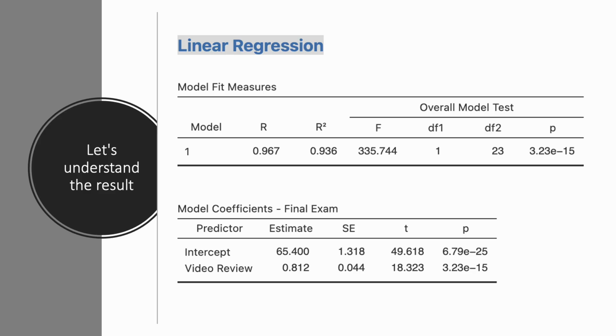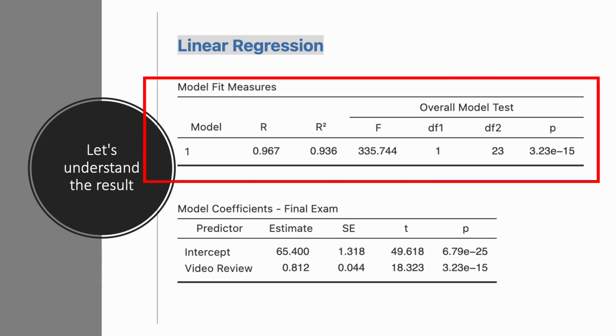The result generated is displayed in your screen. Let's understand the meaning of this. Let's start with the model fit measures. R, 0.967 or 96.7% indicates a very strong positive relationship between the number of hours spent reviewing video lectures and the final exam scores. R squared, 0.936 suggests that 93.6% of the variance in final exam scores can be explained by the number of hours spent reviewing video lectures. This high R squared value indicates that the model fits the data very well.